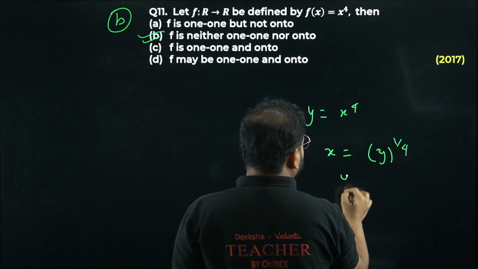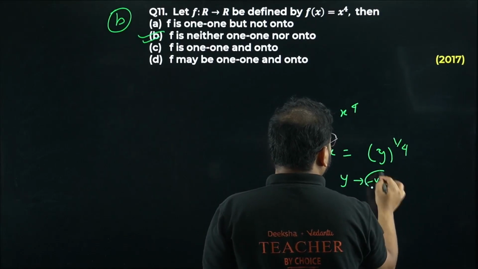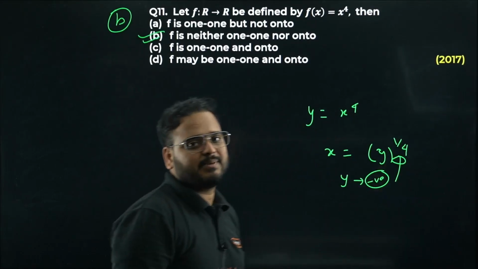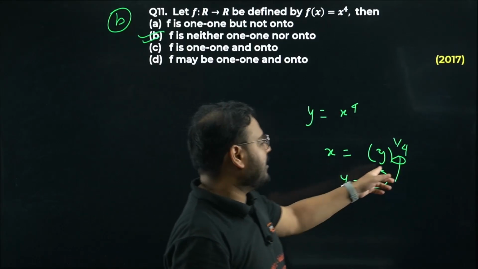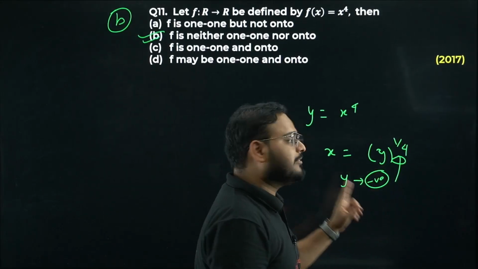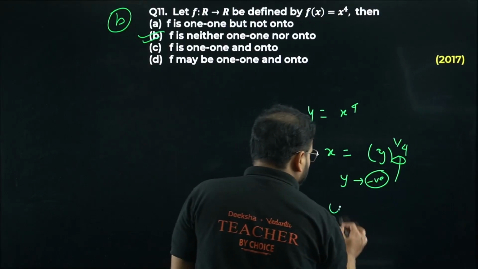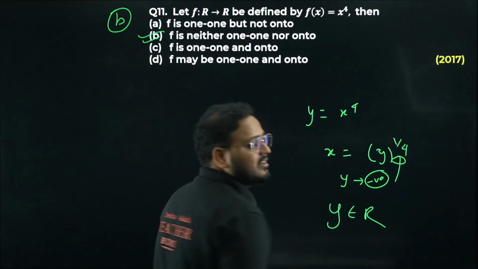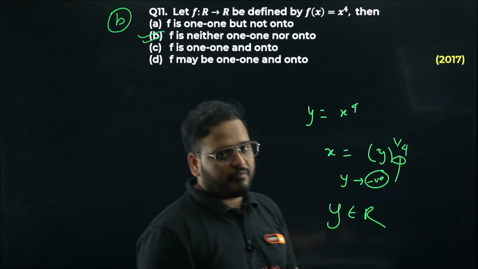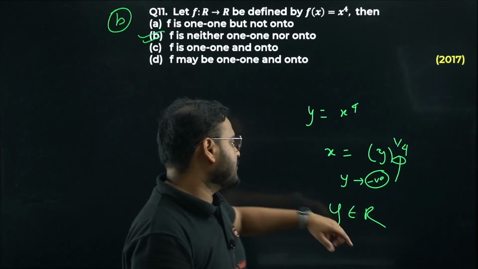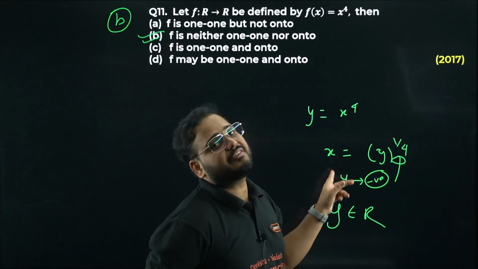If you take y as a negative number, you can't define this part, can you? You can't define this part, okay? Because it will become an imaginary number in that case. When you take y as negative, can you take y as negative? Of course you can take it, because y is given as all real. Do we have a negative number in real numbers? Of course, we have negative numbers in real numbers. So for y negative, this x is not defined.